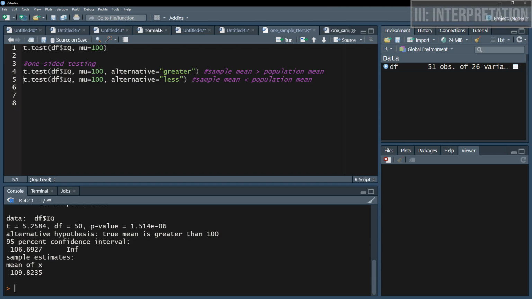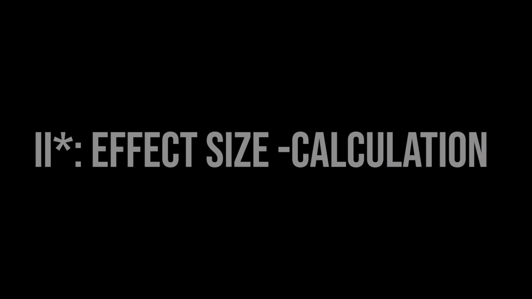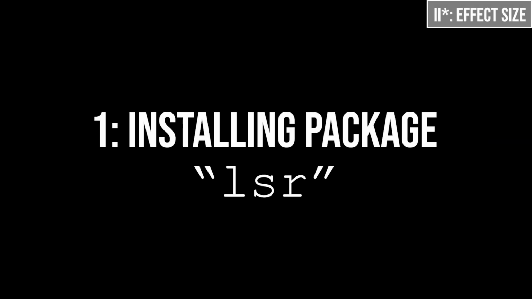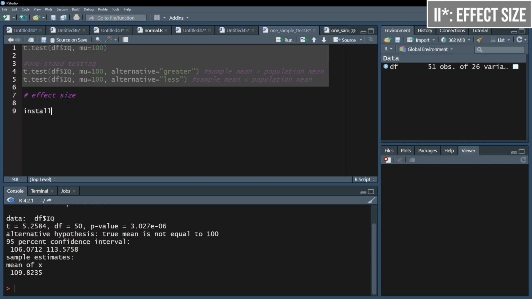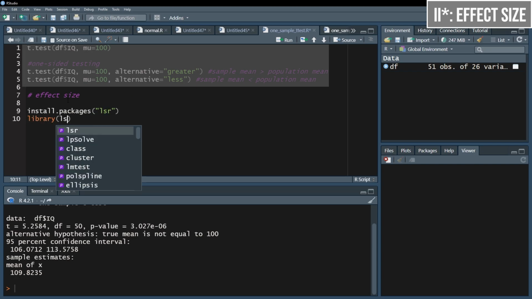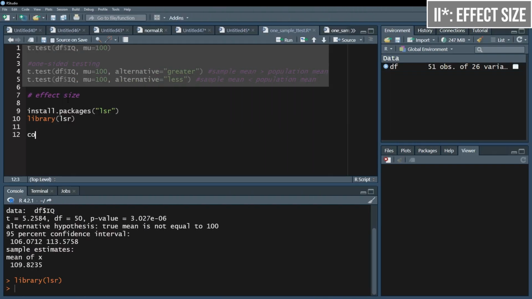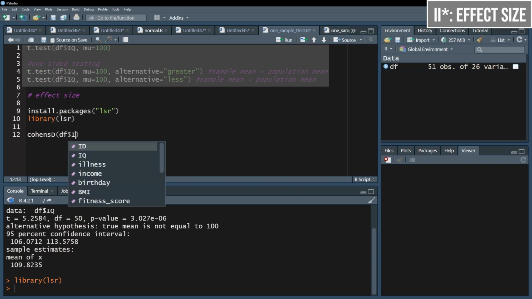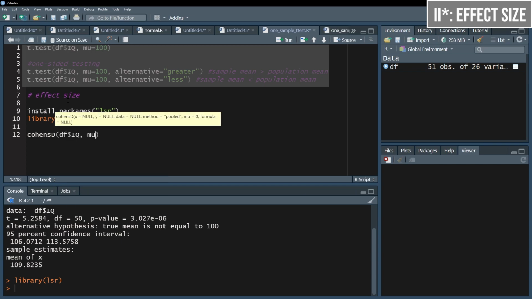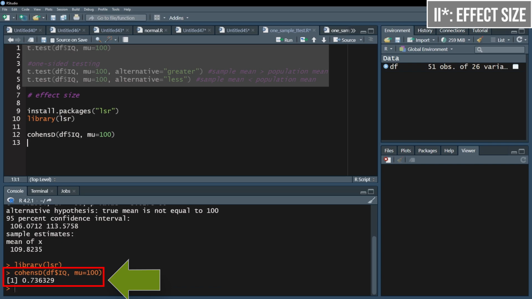After a significant one-sample t-test, the effect size should be calculated. The first step is installing a new package called lsr, using the install.packages function and library function. Please note, only use quotation marks within the install.packages function. The second step is using the cohensD function, which obviously calculates Cohen's d. The test variable and the hypothesized or population mean have to be entered into this function. The syntax is the same as for the t.test function. After running this line, you will only get one number as output, Cohen's d.